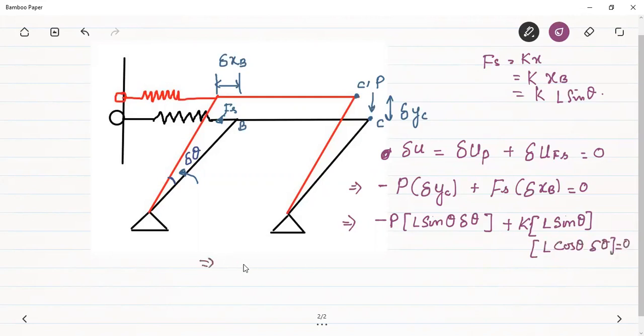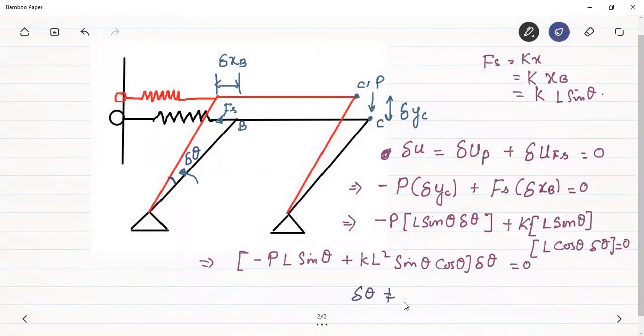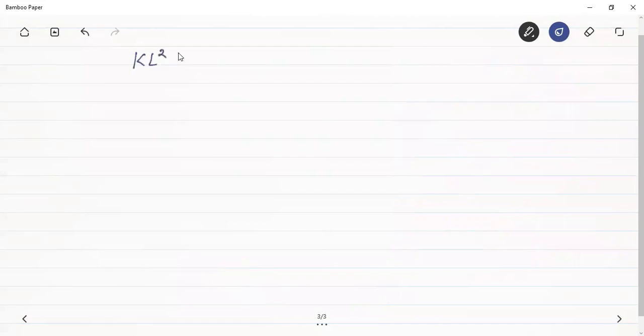This has to be 0. From here we can get that minus P L sine theta plus K L square sine theta cos theta, and this will be delta theta, so this has to be equal to 0. So delta theta can't be equal to 0. So this term in the brackets will be equal to 0. Therefore, we will get that KL square sine theta cos theta, this has to be equal to what? PL sine theta.